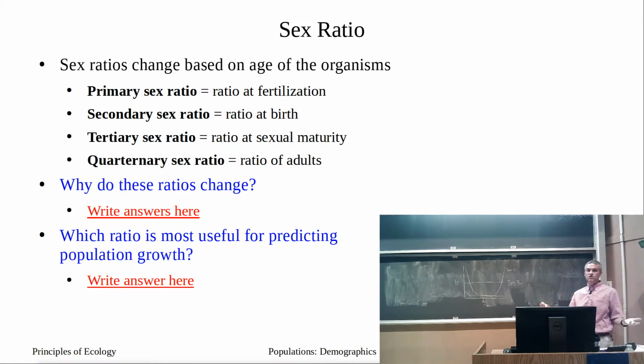So if we're dealing with species where they all mate at the same time, they all give birth at about the same time, that primary sex ratio is the sex ratio that we would see once all of our embryos are fertilized. And basically they get fertilized, and then we kind of freeze frame it until all the mating in the population is done. Secondary sex ratio is that sex ratio that we see at birth.